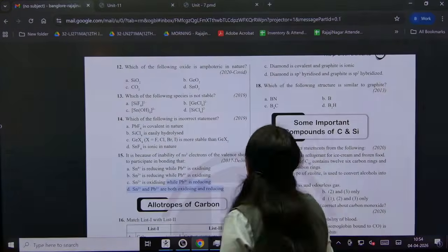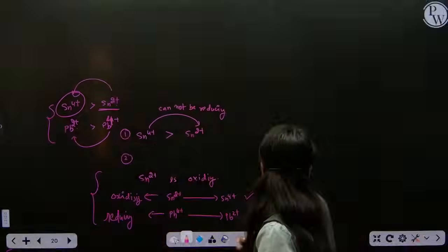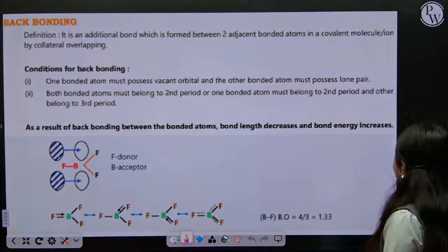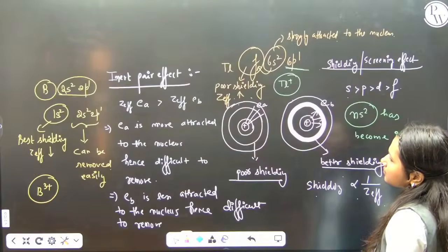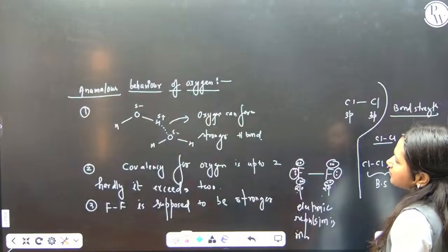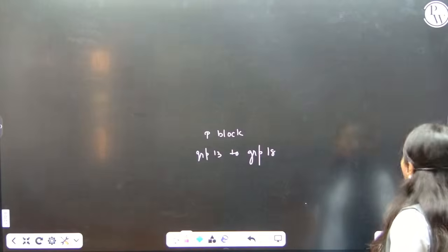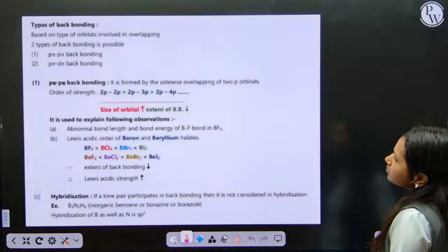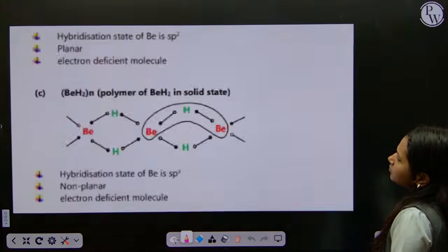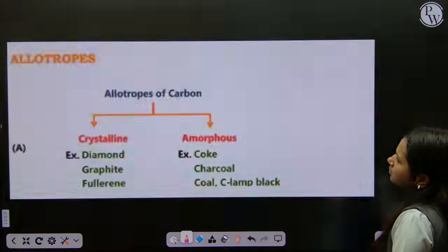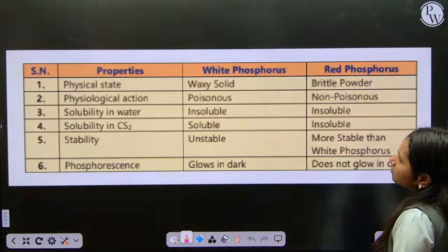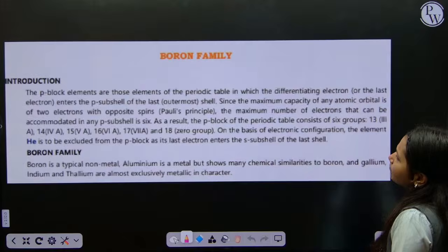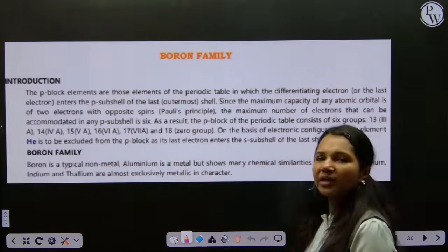Okay. Now let's revise the other topics. The inert pair effect is over. Now let's start from each family.